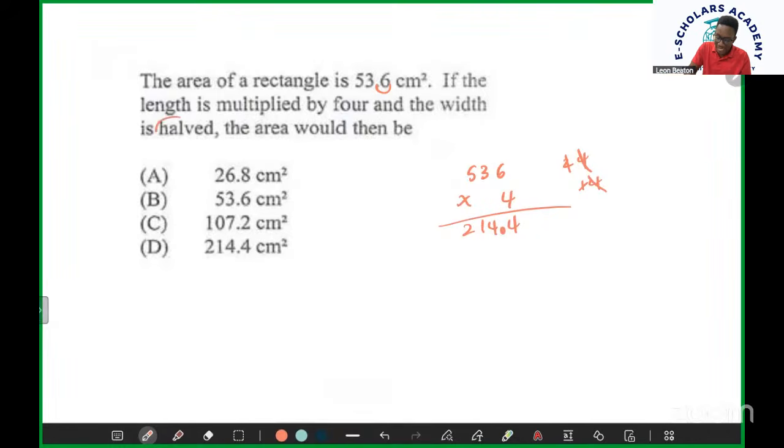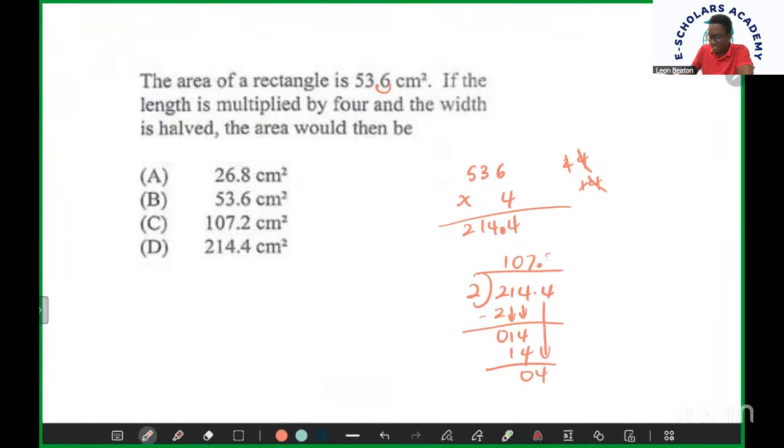Then they said the width is halved. When something is halved, that means you're multiplying by half or dividing by 2. So I can divide this by 2. 214.4 divided by 2. 2 can go into 2 one time. 2 times 1 is 2. Bring down the 1. 2 can go into 1 zero times. Then I bring down the 4. 2 can go into 14 7 times. 2 times 7 is 14. 14 minus 14 is 0. I add in a point here, and bring down the 4. 2 can go into 4 2 times. So 107.2, which is C.